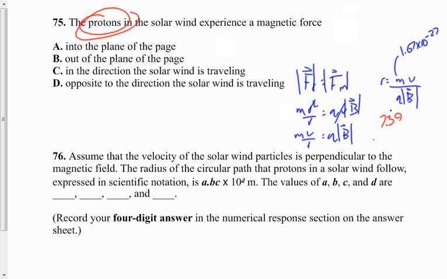(7.59 times 10 to the 4). And how do we express that? Well, it's ABCD, so we'd express it as 7594. If it was B times 10 to the W, it would be 7.59. 7.59. All right.